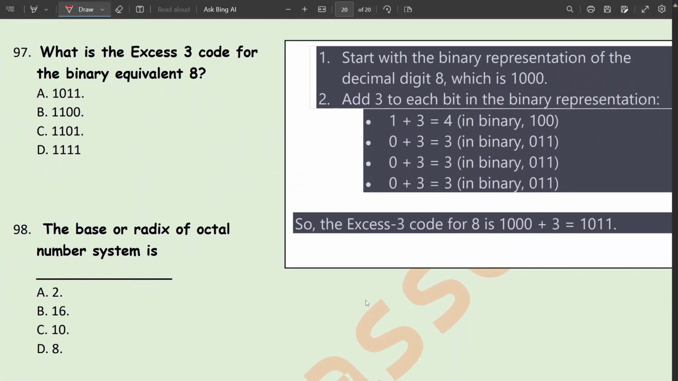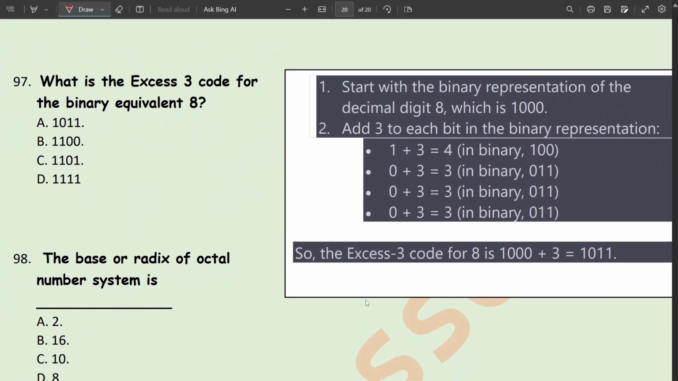Next, what is the XS3 code for the binary equivalent of 8? Start with the binary representation of decimal digit 8, which is 1000. Add 3 to the decimal digit: 8 plus 3 is 11, and in binary you get 1011.